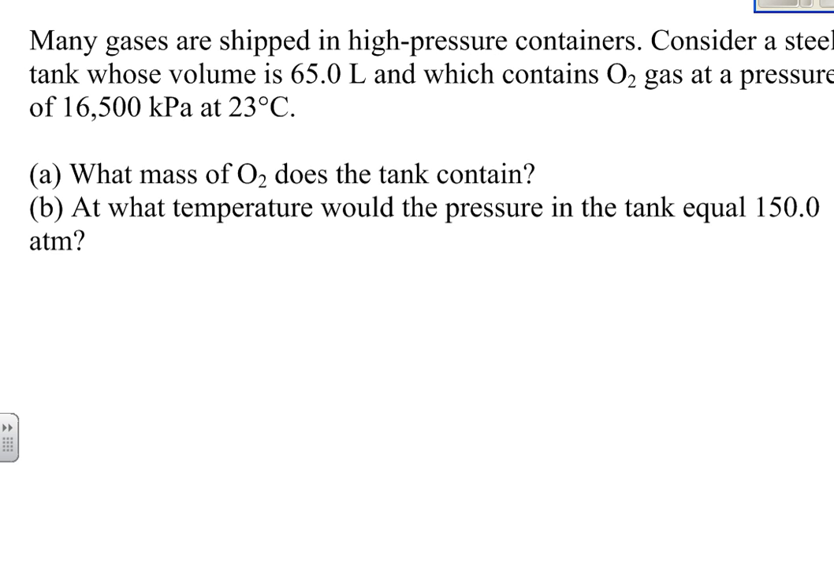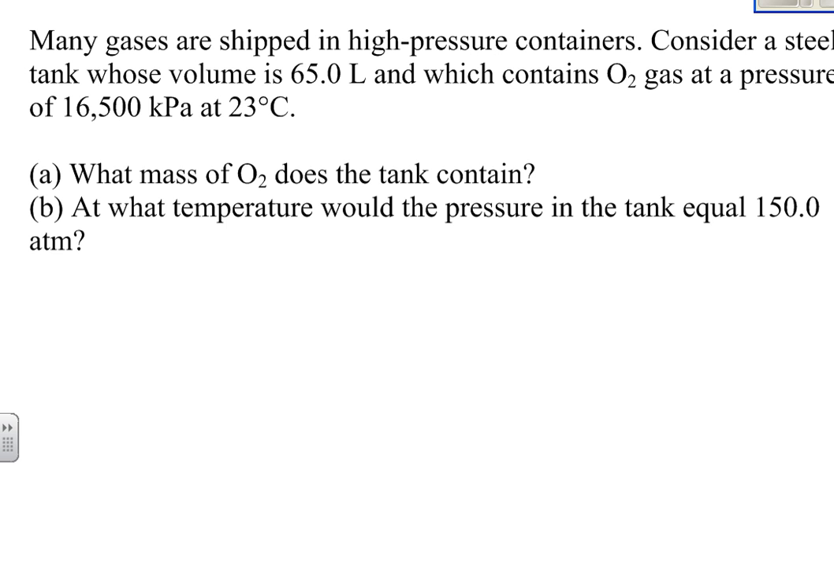Now let's take a look at part B of this and see how we can use the combined gas law, the ideal gas law, to help us organize this problem. Part B says, at what temperature would the pressure in the tank equal 1,500 atmospheres? So here we're looking at the relationship between temperature and pressure. I'm going to take my equation and rearrange it to put temperature and pressure on the same side.